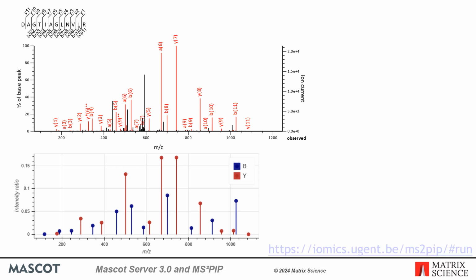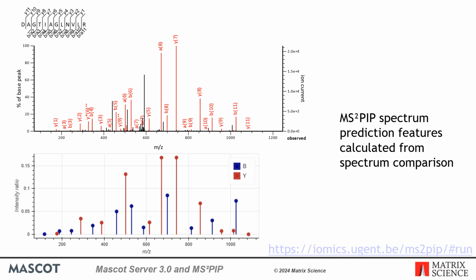If you want to peek under the hood, you can use the online service MS²PIP server to generate spectra for you in different formats. The real spectra is compared to the predicted spectra, and 71 features are calculated from the match and passed to Percolator, along with the standard 24 features from Mascot server and 6 from DeepLC if used.